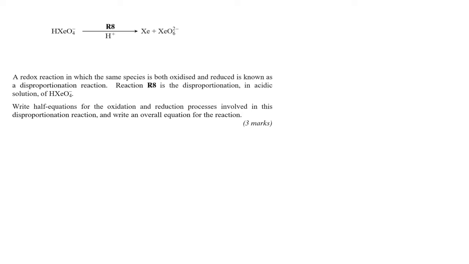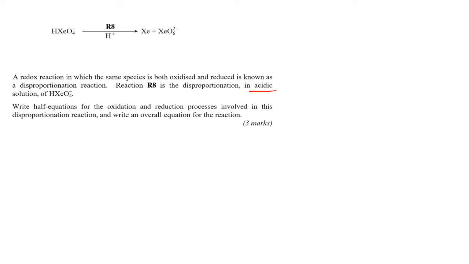Okay, here we've got a disproportionation reaction involving xenon, and it's here described as R8. And we're told that's in acidic solution. Okay, so that makes it relatively simple. We don't have to add any hydroxide ions. So as usual, we're going to write the half equations and combine them to make the full ionic equation. And that's what we're going to do now.